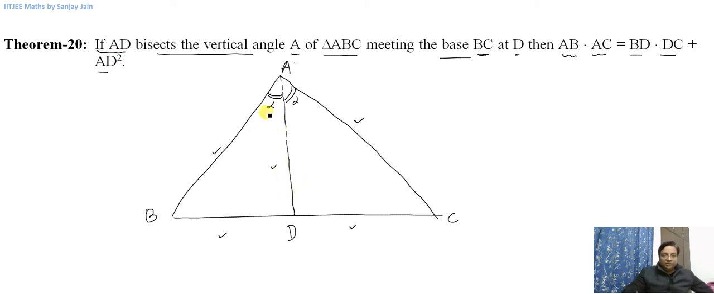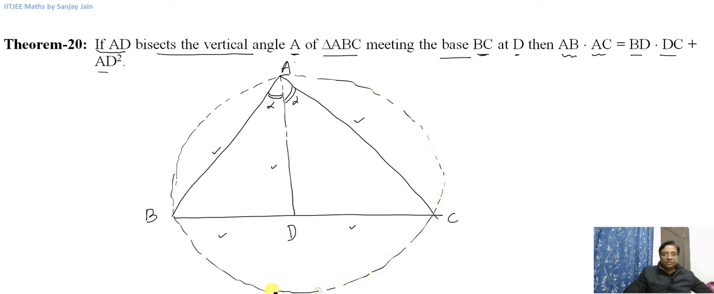How do we think about it is, let us draw a circle passing through A, B and C. These are three known non-collinear points, hence there will be a unique circle passing through A, B and C. Once you draw this circle, extend this AD to meet this circle at this point. Let us name this point as M.